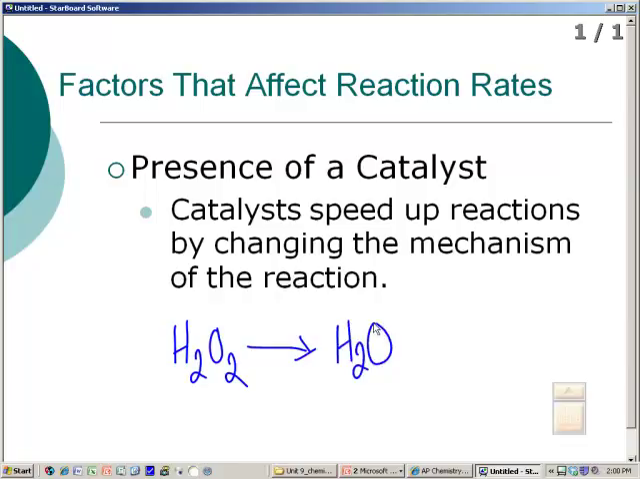Now I challenge you to try to think of what the other product would be, because water is the compound, and I'll tell you that the other product is an element. But the question is, which element do you think would more readily come off of the hydrogen peroxide? Do you think oxygen would come off, or do you think hydrogen would come off? The correct answer is oxygen.